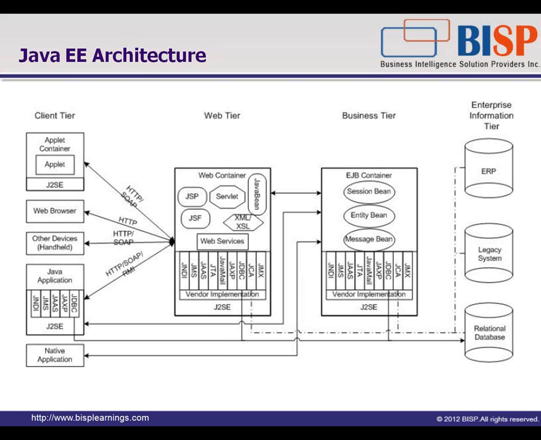In my web tier we have JSP, Servlet, JSF, and web services. The business tier is responsible for business logic, and we use Java beans here. Different types of Java beans are here, like session bean, entity bean, and message bean. The last tier is for my database.